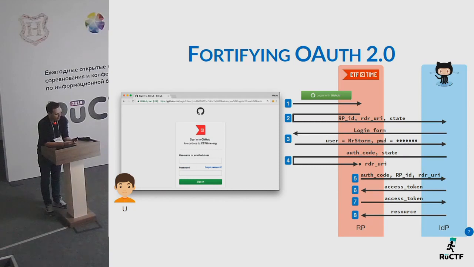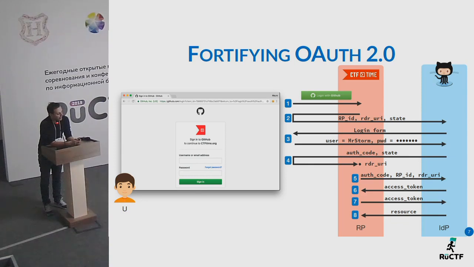So let's see a bit more in detail how the OAuth 2 protocol works. The part from 1 to 4 is what I showed you before. And the remaining part takes place only between the relying party, CTF time, and the identity provider, so it's out of our control. OAuth 2 has some important parameters that are used for its correct functioning.